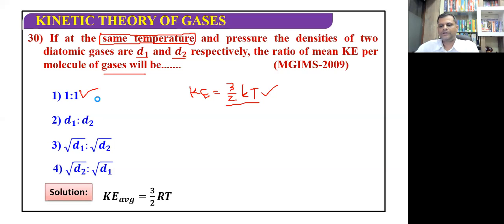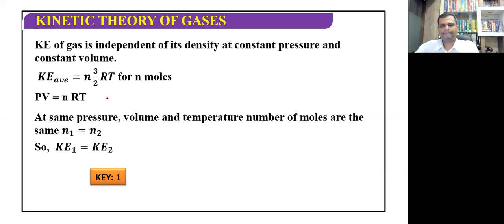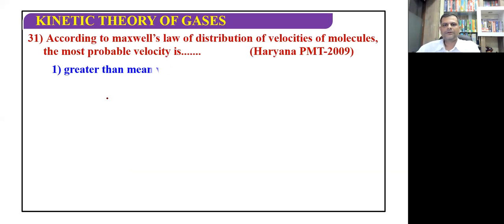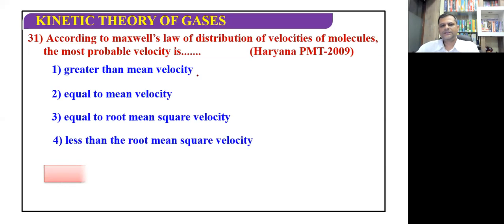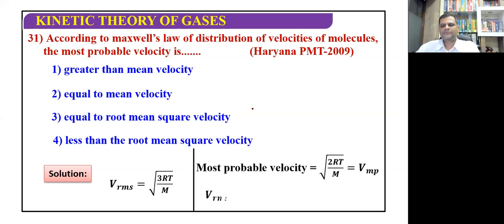So option will be 1. According to the Maxwell's law of distribution, the velocities of molecules, the most probable velocity is... देखो ये फॉर्मूला से ही हम कंक्लूड कर सकते हैं. आरएमएस वेलोसिटी का फॉर्मूला है √3RT/m, और दूसरा मोस्ट प्रोबेबल वेलोसिटी का फॉर्मूला है √2RT/m. So it means that RMS velocity is going to be greater than most probable velocity. So most probable velocity has to be less than RMS velocity. So we have the option number 4 correct here.